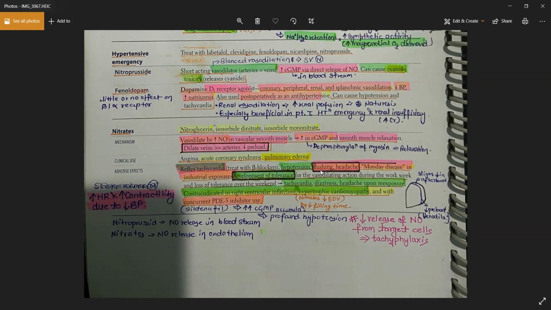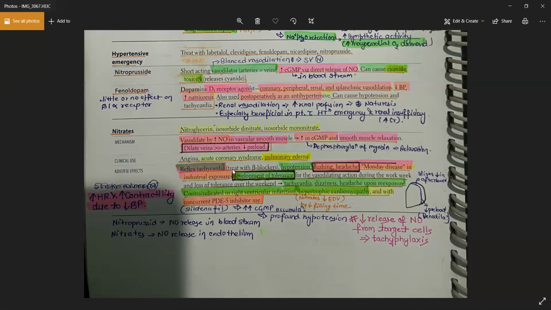Because of the vasodilation, they can cause flushing. They can cause headache. This is Monday morning sickness, in case of industrial exposure. Whenever the worker comes into the industry after a Sunday break, they get a sudden attack of headache because of vasodilation. But after some time, tolerance will develop. What is this phenomenon known as?